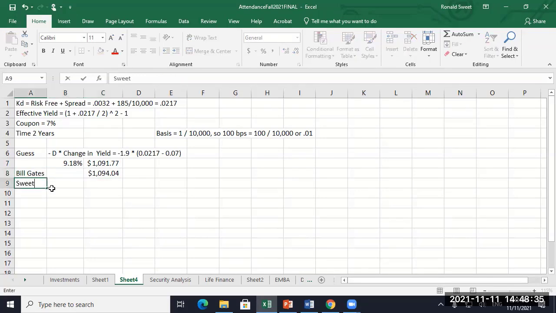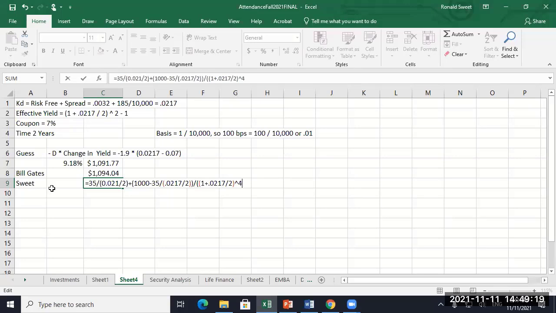And you got the sweet approach. You don't have to do this approach, but the sweet approach says, take the $35 and give it to me for all of eternity. That's the value of that coupon forever and ever and ever, but we don't get the coupon forever, but we do get an extra $1,000. So I'm going to add $1,000 minus that coupon forever. So in 2 years, I get the $1,000, but I lose all of that stuff. So I just got to take that to the present.